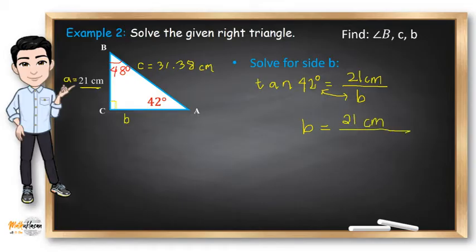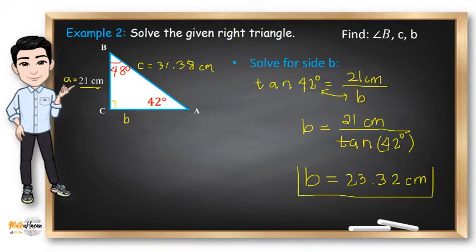Okay, so we have now here tangent 42 degrees. Ayan. And again, by using your calculator, no, this time tangent naman nilalagay nyo imbis na sine, you can solve for the value of B, which is 23.32 centimeters. Ayan. At nakumpleto na natin ngayon yung mga missing values.